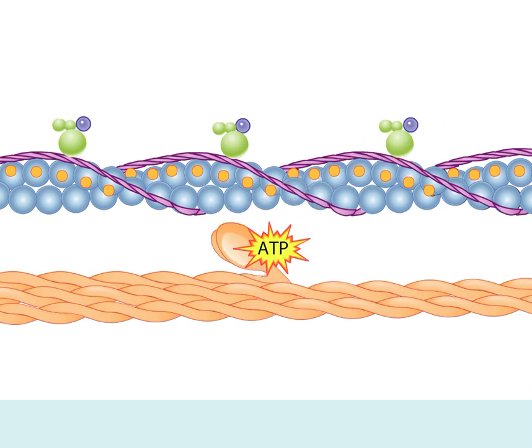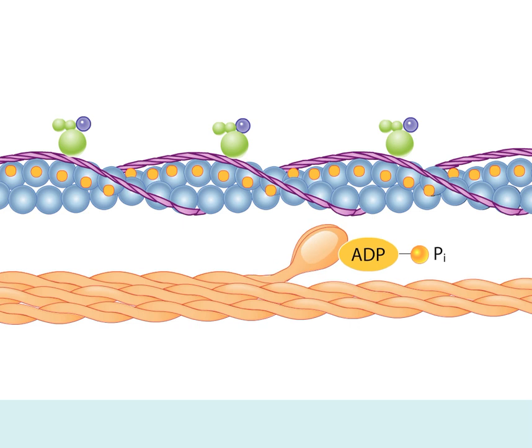ATP is quickly hydrolyzed into ADP and inorganic phosphate, returning the myosin head to the cocked position, preparing it for another cycle.